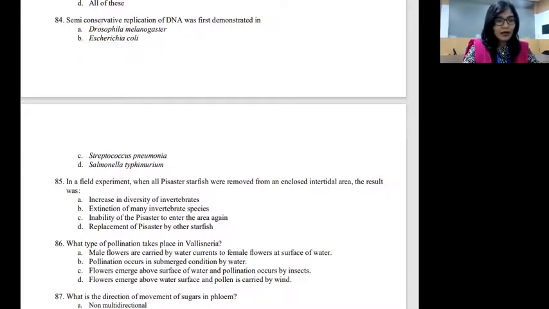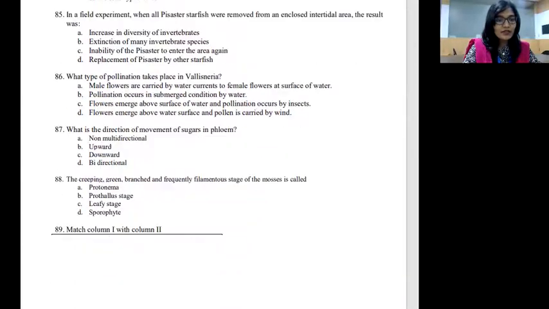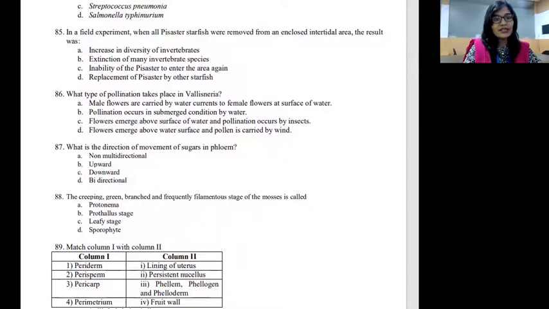In the field experiment, when all the Pisaster starfishes were removed from the enclosed area, the result was, if you're going to remove one starfish, ultimately the other invertebrates will be dying. So there's always going to be a correlation between two species. So it's going to be extinction of the other species.